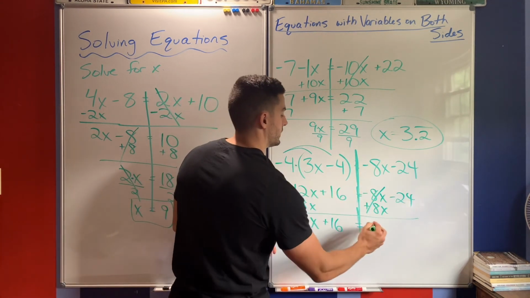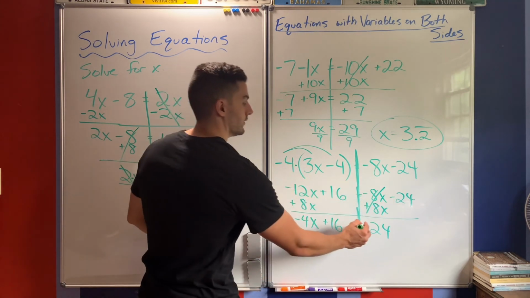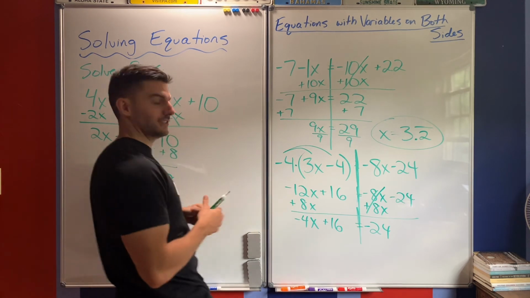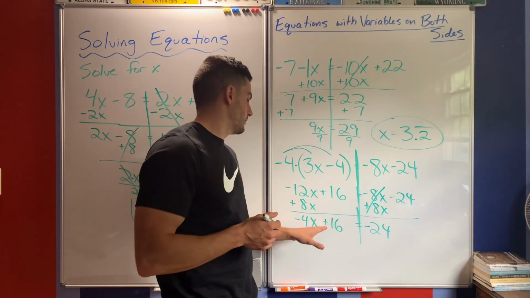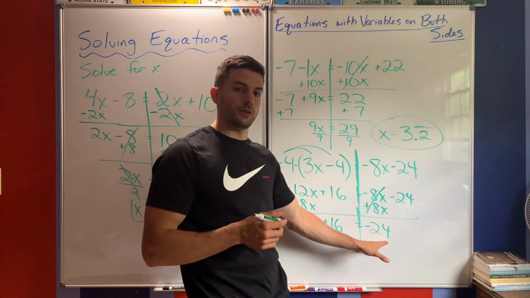So many kids will just write 24 here. This is minus 24. This has a negative. So don't forget that. This is going to be a -24. Okay, don't forget the negative. Really easy to do that. So now what's next? Okay, -4x plus 16 equals -24.